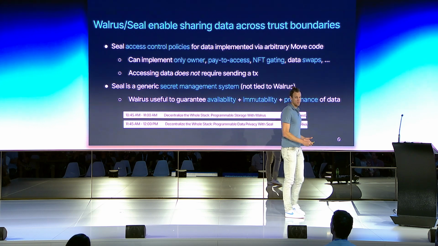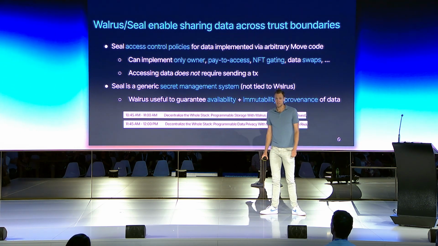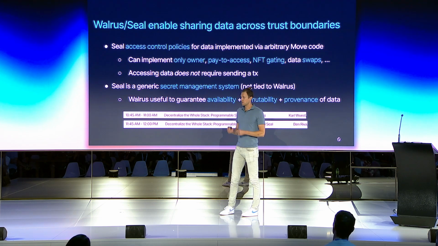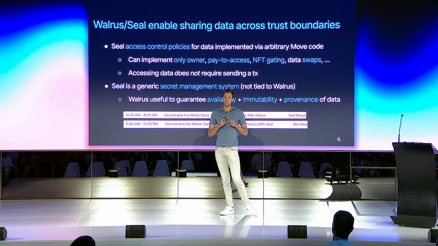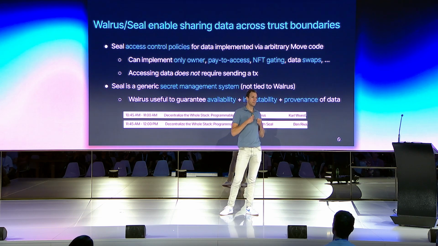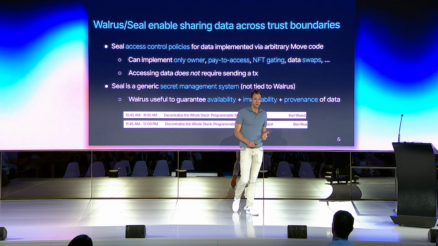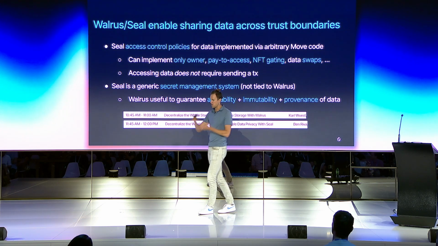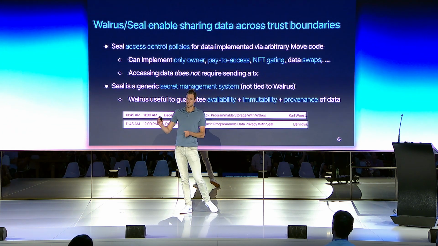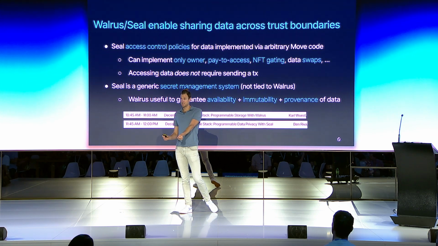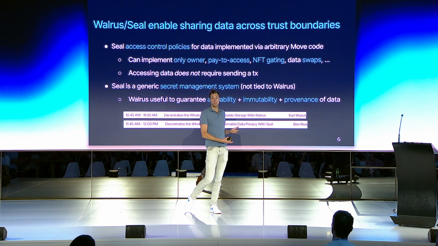So then Walrus and Seal. The way I think of these is that they enable sharing of data across trust boundaries. So in Seal, you have data that lives somewhere. It could be in Walrus, it could be in S3 or some external data source. And Seal lets you implement an access control policy for that data using arbitrary Move code. So you can implement policies like only the owner or the person that uploaded the data can use it. You can say someone can look at this data, but only if they pay me $5. You can say someone can look at this data, but only if they have this particular object or NFT.